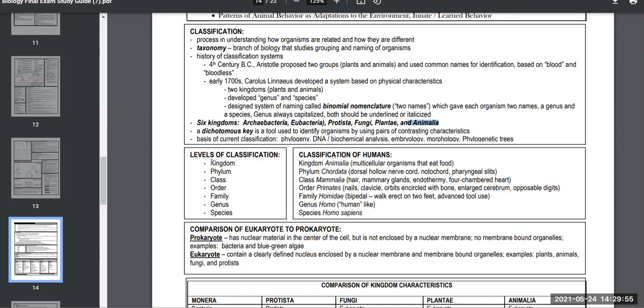So I want you to remember the levels of classification. First, the highest one is kingdom. Next is phylum, class, order, family, genus, and species. All right, so let's talk today about Kingdom Animalia.